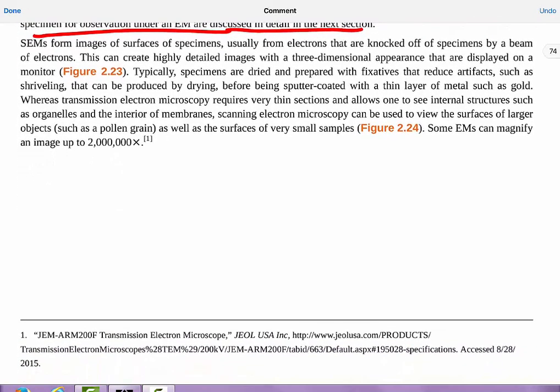SEM. The SEM, the scanning electron microscope, forms images of surfaces of specimens, usually from electrons that are knocked off of specimens by a beam of electrons. So this can create highly detailed images with a three-dimensional appearance that are displayed on a monitor. Again, this one, we're talking about a monitor, a screen. You're not putting your eyeballs up to an ocular and looking in.